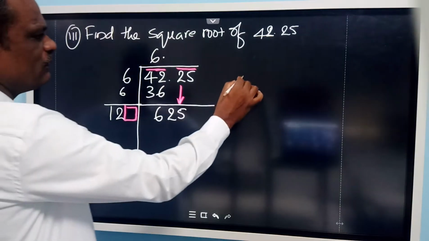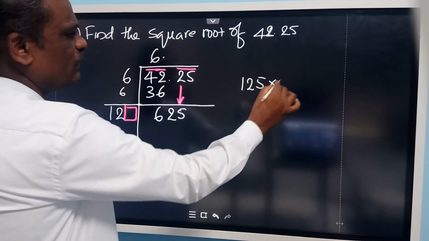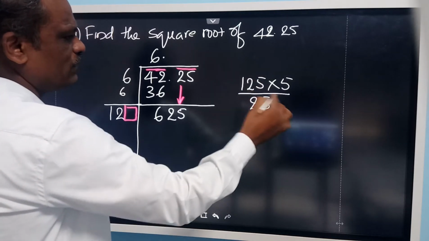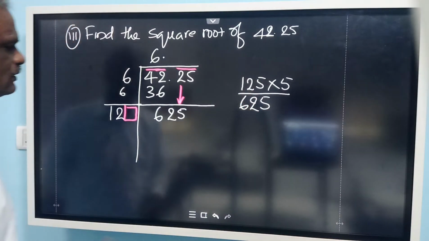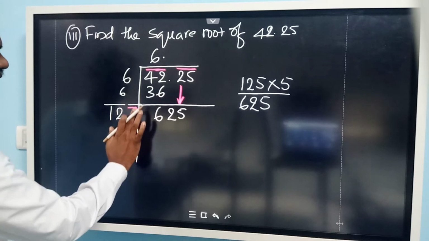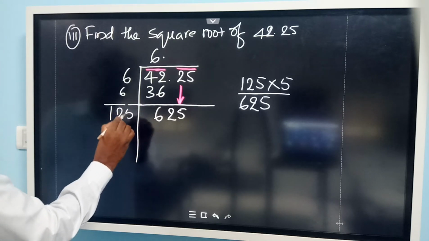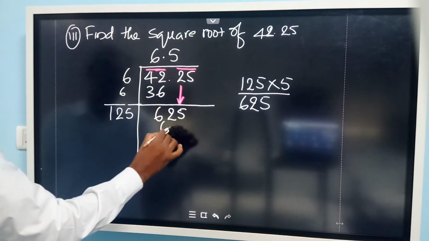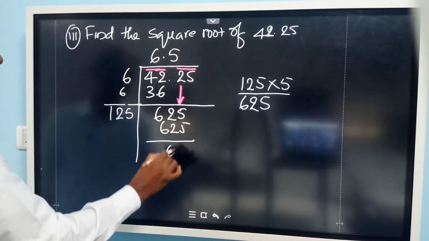Let us try with 5 only. 125 5s are, 5 5s are 25, 5 to the 10 plus 2, 12, 5 to the 5 plus 1, 625. So therefore you have to write here 5 in the blank. So 125 5s are 625. So if you subtract, the remainder is 0.